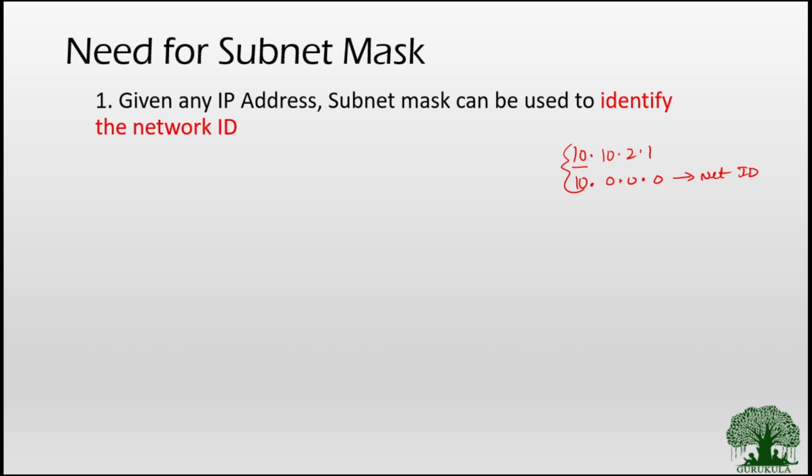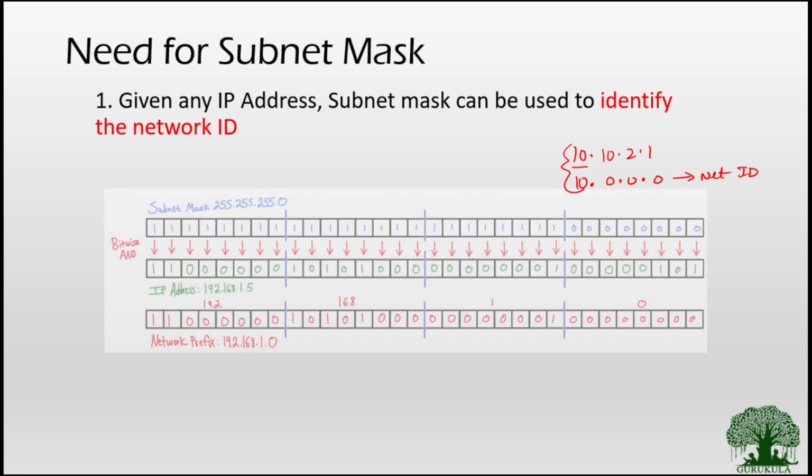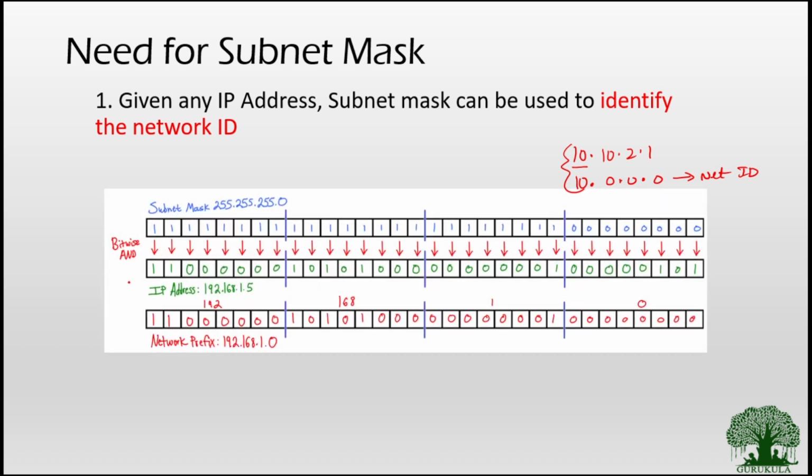In case I am using a classful address, say for example, let us assume that this IP address is from a subnetted address space. In that case, we cannot identify the network ID of that particular address. So there we will be using the subnet mask. As you can see, this is the given IP address. Here the IP address that we have taken is 192.168.1.5. When I put the binary representation of this IP address, I get this particular table.